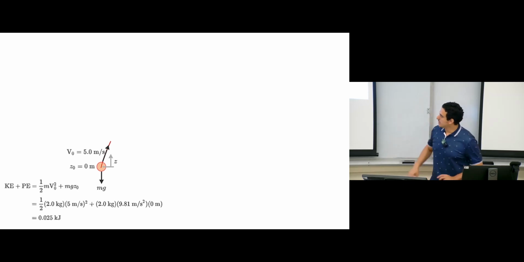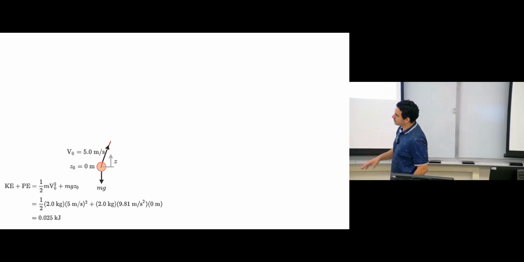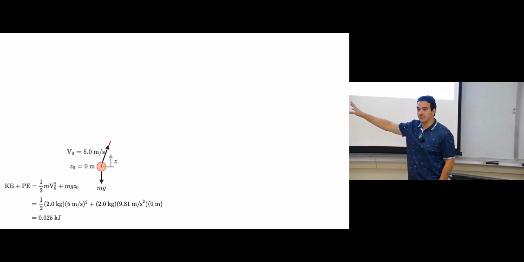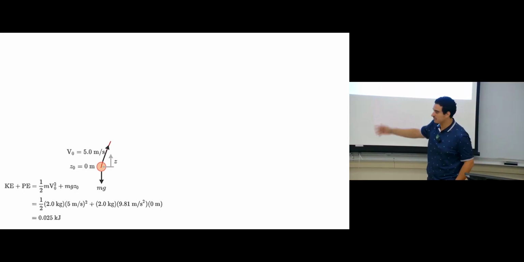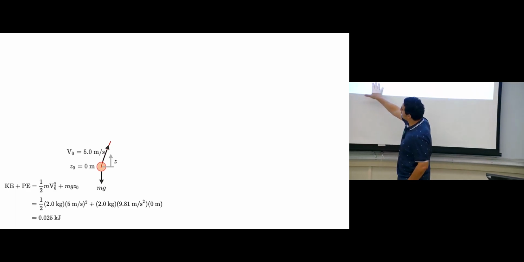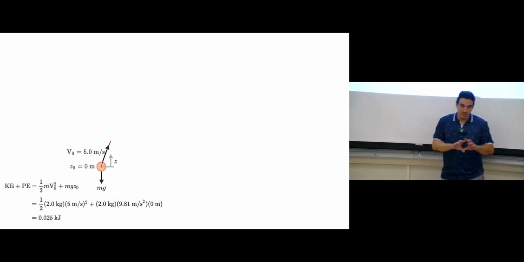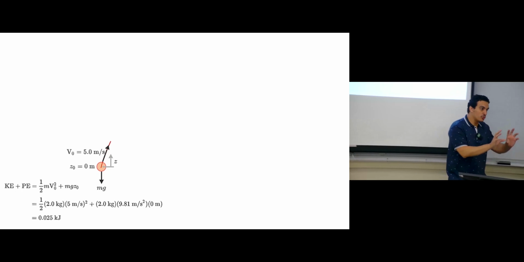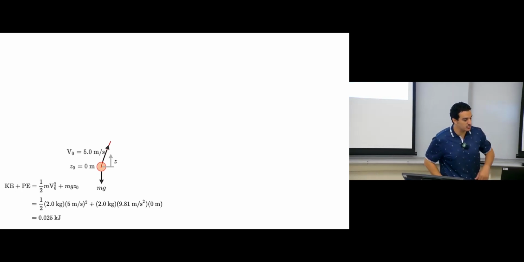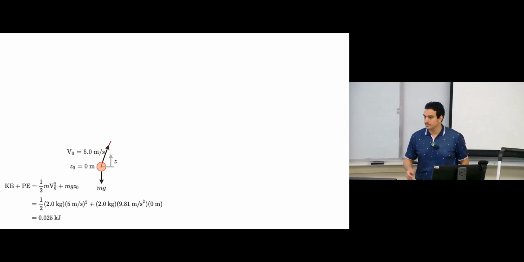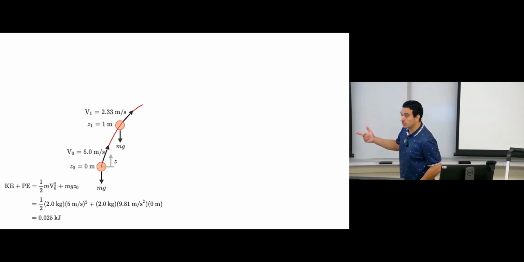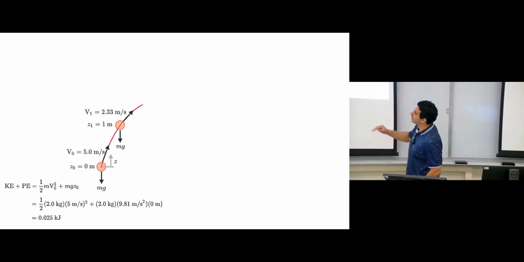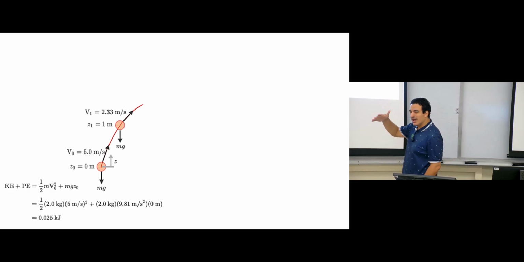what you should do is kinetic energy plus potential energy. Kinetic energy is half mv squared, potential energy is mgh, mgz. Substitute the numbers we have, and then the summation of kinetic and potential energy for the ball at this position with this velocity is 0.025 kilojoule. Then I tell you, okay, this ball starts to move. Now this ball is at elevation 1 meter from the ground, but the velocity changes, it's 2.33 meters per second.